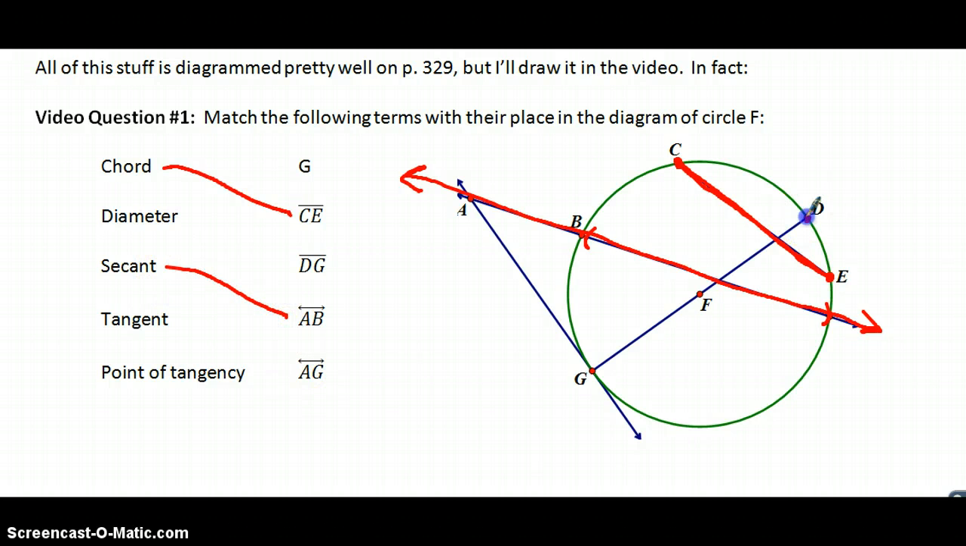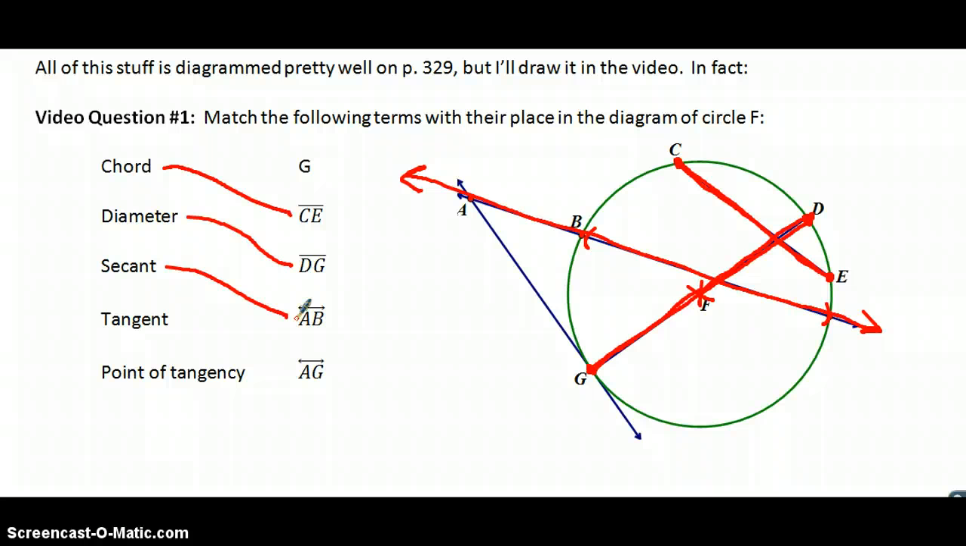If I want a special chord that goes right through the center, see there's a center here at F, it has to go from a point on the circle to another point on the circle. If it's the chord that goes through the center, you know about that one. It's called the diameter. So DG is the diameter. Oh, this is creative. Look at that. Okay. That's great.